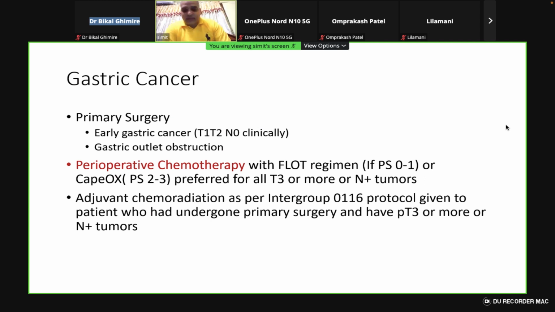In some cases where the patient has undergone primary surgery and has a T3 or N plus tumor, we give adjuvant chemoradiation with the Intergroup 0116 protocol. That's one cycle of chemotherapy followed by radiation followed by 3 cycles of chemotherapy. So in gastric cancer, we actually prefer perioperative chemotherapy over adjuvant chemoradiation.